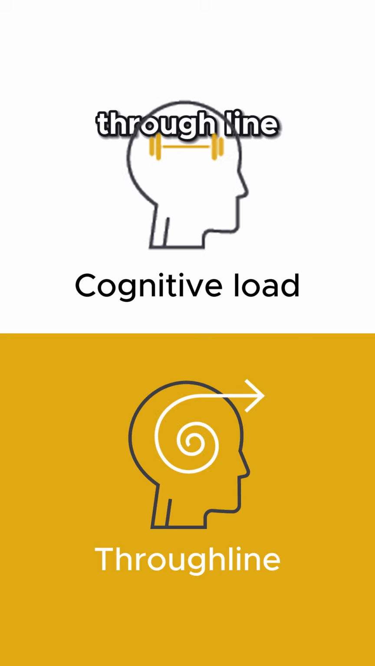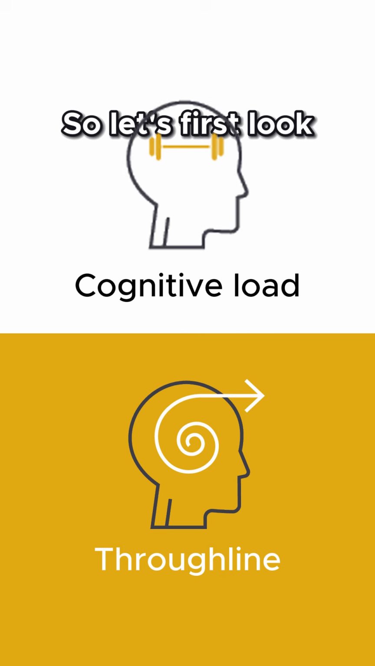I want to break this down into two concepts. One is cognitive load, and the other is a through line or a story structure, which is what we use to curate the data. So let's first look at cognitive load.